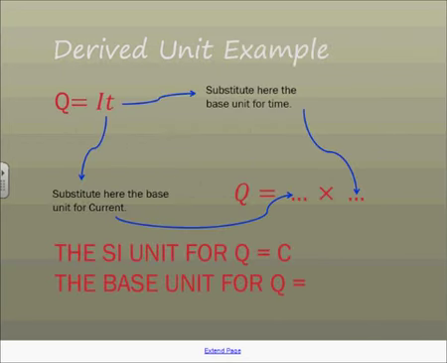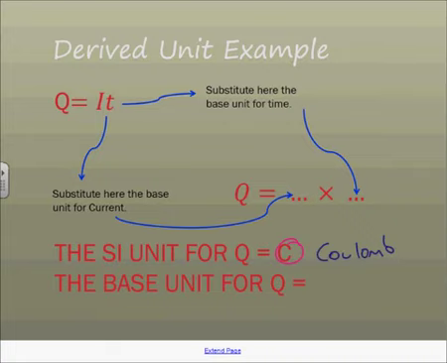So let's have an example here. We've got charge. So what is the base unit of charge? Well, we know the SI unit is the coulomb. Okay, so that is the SI unit, but we're trying to find the base unit for Q.